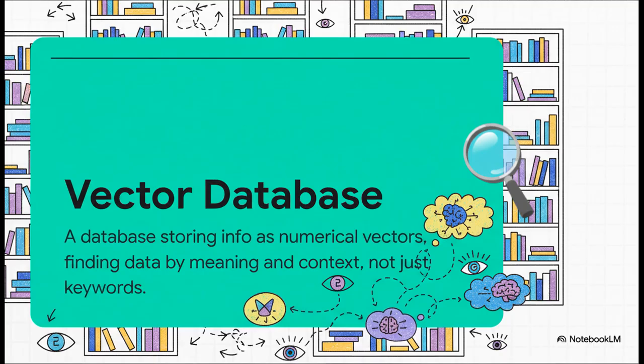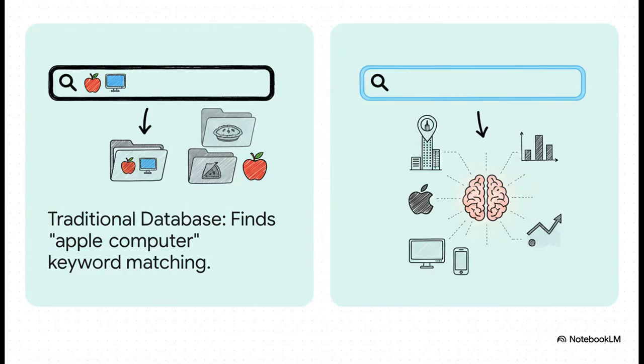Now, the key thing to get here is that it doesn't just store words, it stores the meaning behind them. It organizes everything based on context and relationships, which is an absolute game changer for how we find information. Just look at this comparison because it makes it so clear. A traditional database, it's super literal. You search for Apple Computer, and that's exactly what you get back.